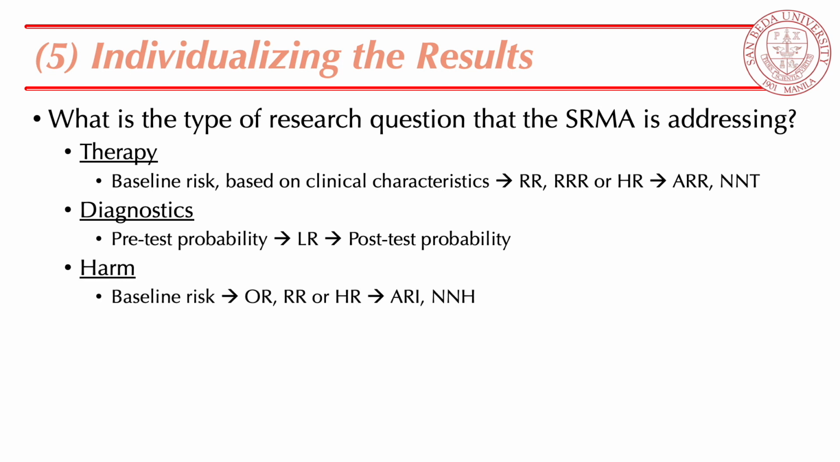You've learned previously that with research questions pertaining to harm, the appraisal is somewhat similar to that of therapy with some differences. You also gauge your patient's baseline risk. You then look for the pooled odds ratio, risk ratio or hazard ratio from the SRMA, which you then use to estimate the absolute risk increase of that patient, as well as the number needed to harm.